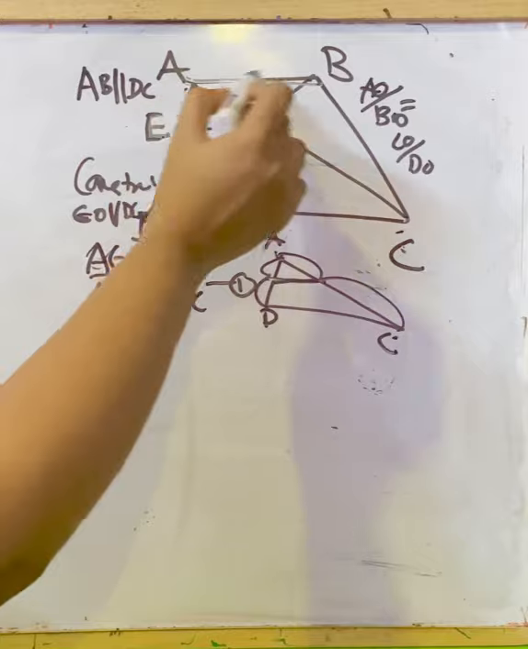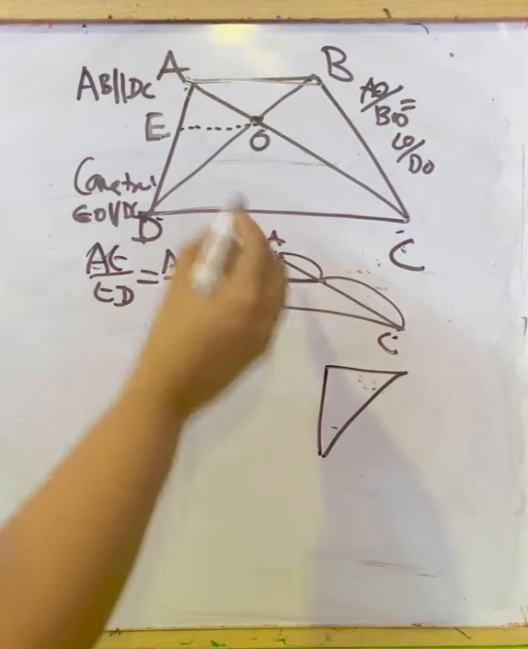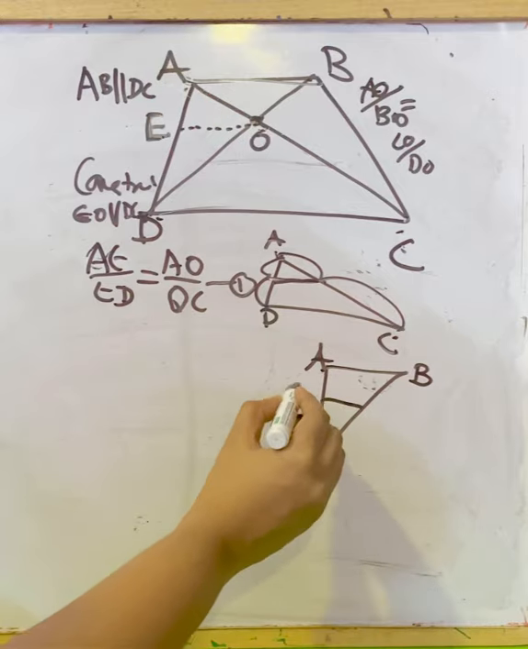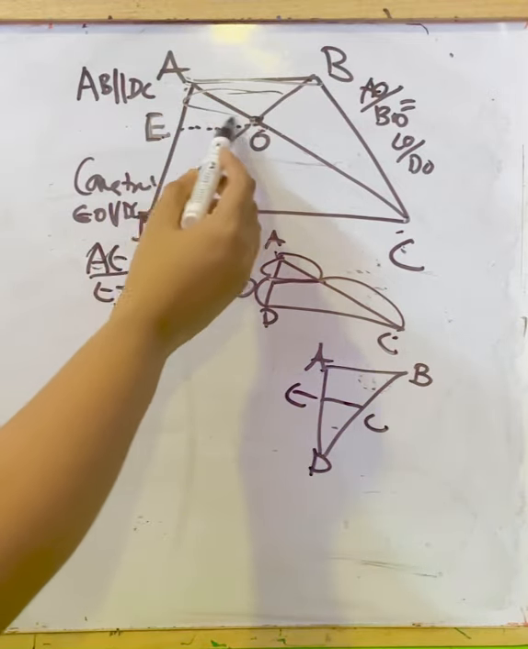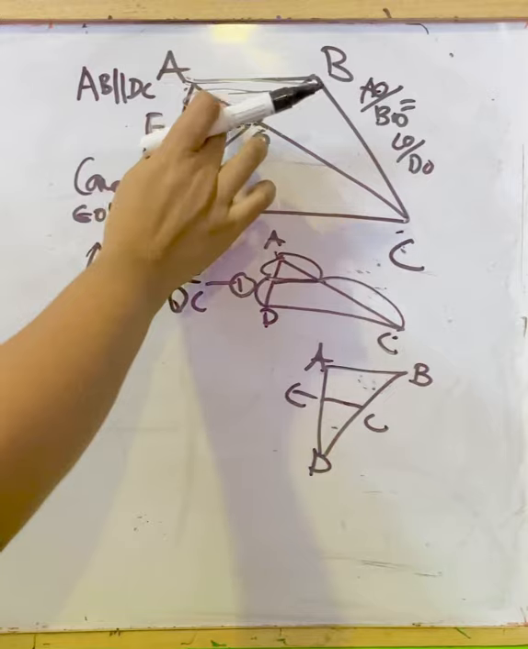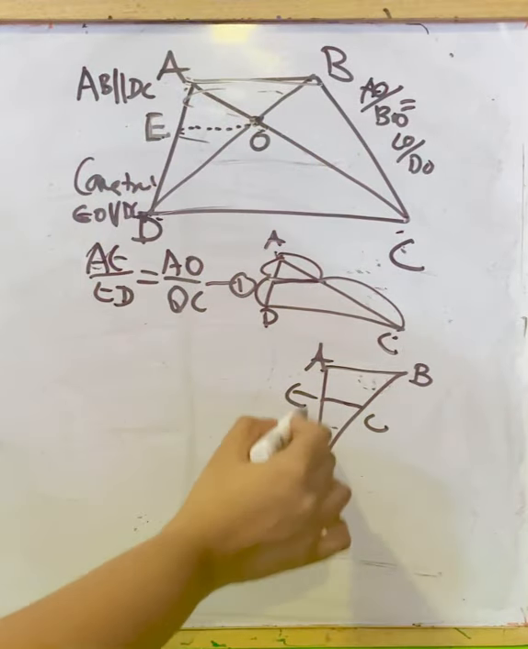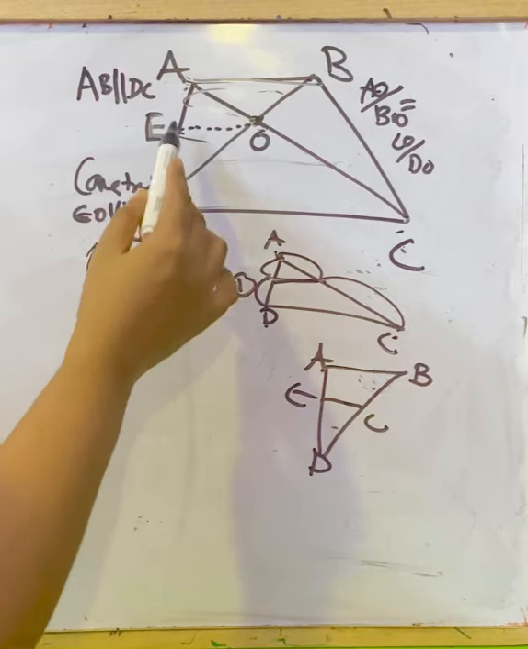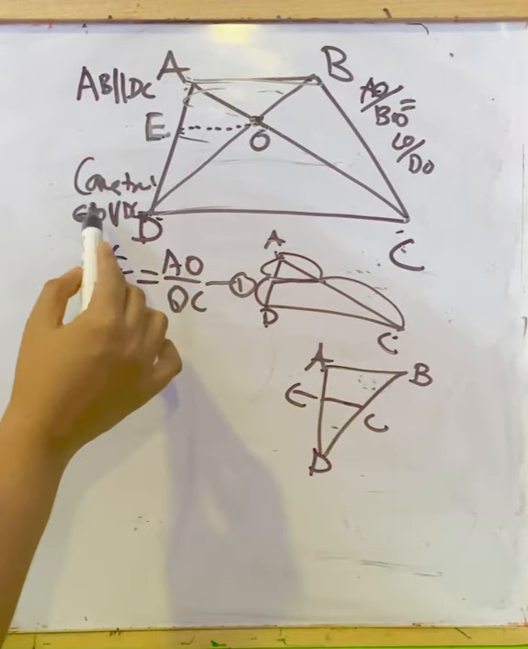That triangle's shape is like this. Can you see that? A, B, D. And in that we have EO. That is this triangle. In that also we have EO. A, B, D. And here we constructed like this. EO is parallel to DC.